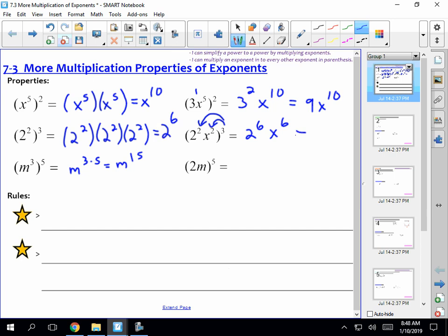And 2 to the 6th, I know 2 to the 5th is 32, so 2 to the 6th would be 32 times 2, or 64. That's x to the 6th. And then this one would be 2 to the 5th, m to the 5th, which is 32, m to the 5th.